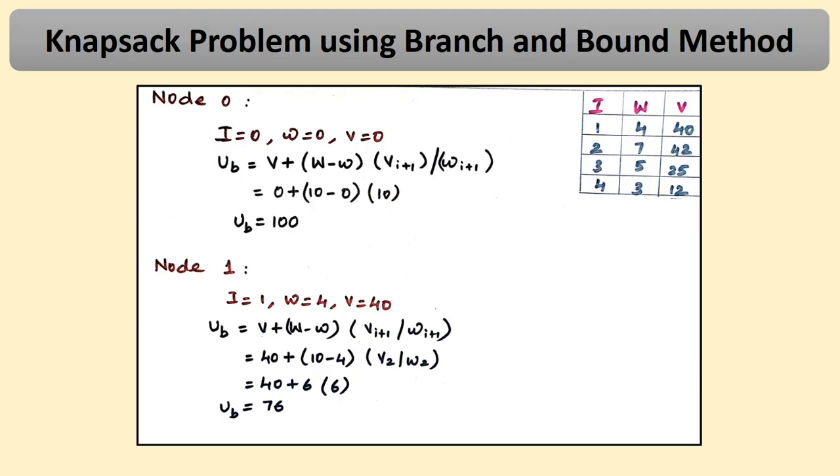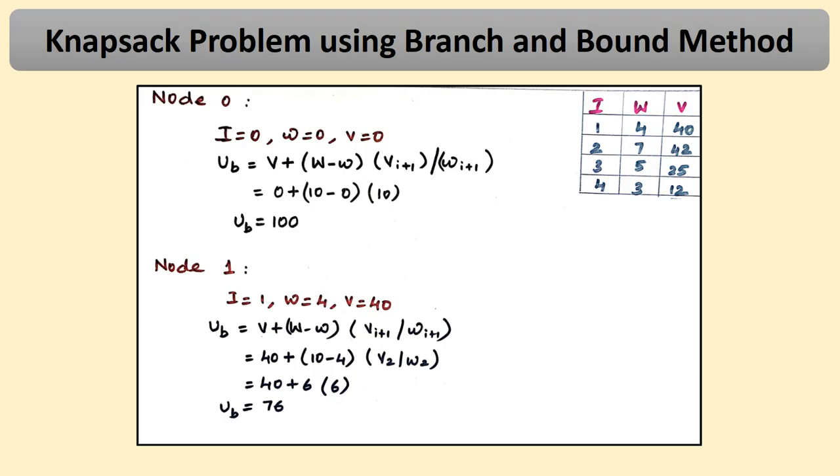0 plus 1, that is nothing but V1. W0 plus 1. Okay, so V1 by W1. If you look at the table, what is the value in V1? That is 40. What is the value in W1? That is 4. So 40 divided by 4 is 10. So when you substitute everything, that is when you calculate, what will be the upper bound value for node 0? Now it is 100.